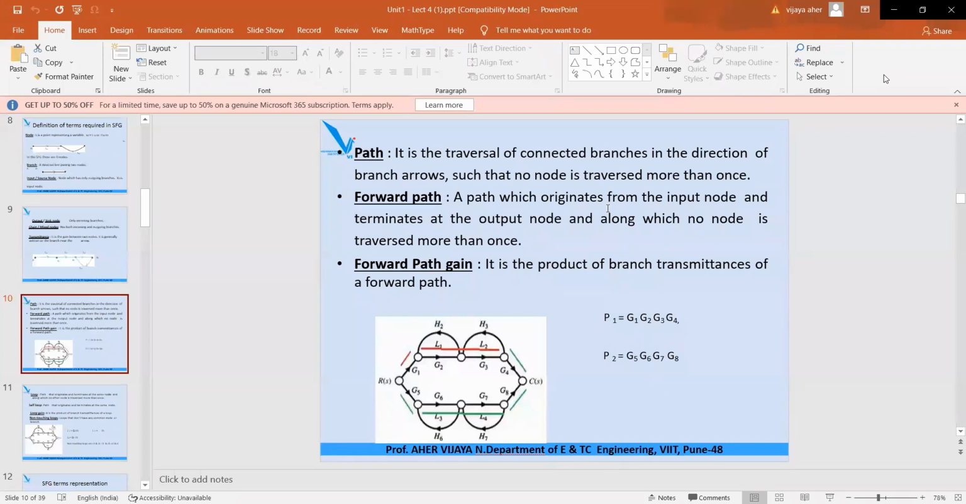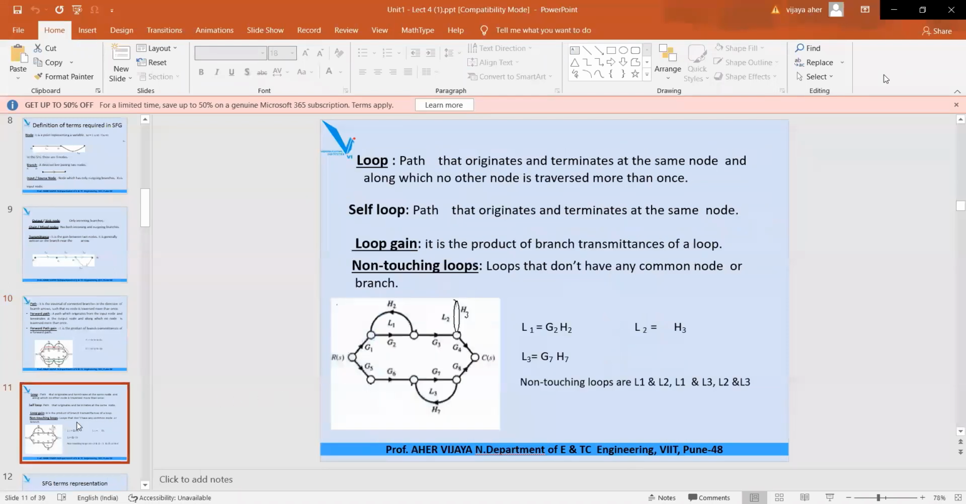Next one is forward path gain. What is forward path gain? It is the product of branch transmittances of a forward path. And these are your equations for path 1 and path 2, P1 and P2. So this is your path 1 and this is your path 2. Up to this point you have studied. Now let us see more terms related to loop, self loop, loop gain, non-touching loops. All these things you have to remember again.